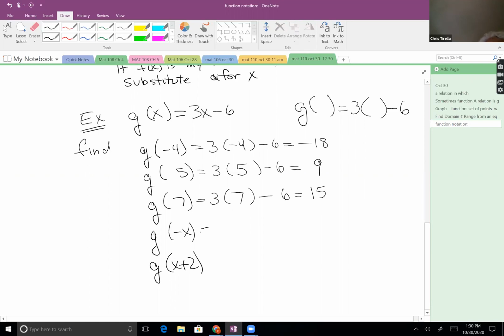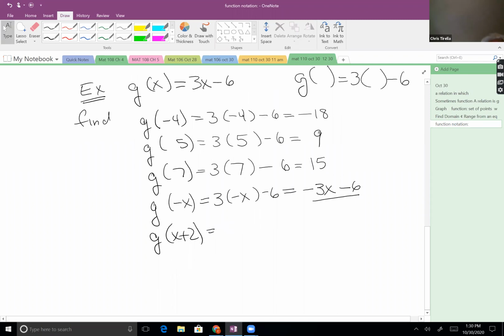And that's the same if I substitute in a variable. g of negative x, where I had an x, I'll put negative x. That'll be 3 times negative x minus 6. And now if I simplify, 3 times negative x would be negative 3x minus 6. And I can put in something more than a single value. I can put in something like a binomial. g of x plus 2, that's 3 times, I'm replacing x with x plus 2, minus 6.